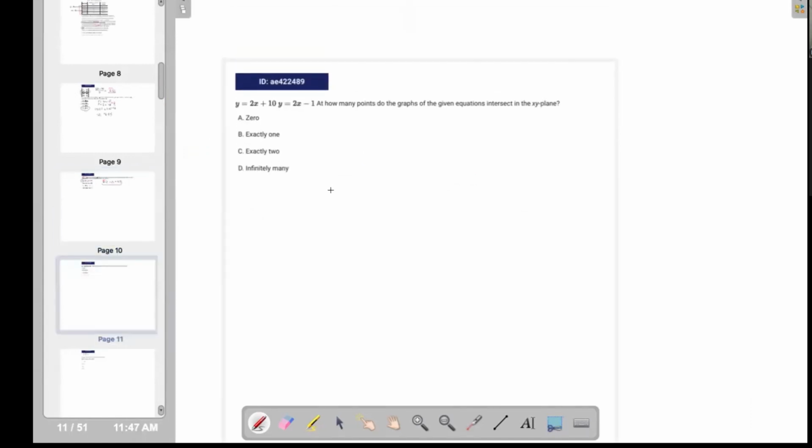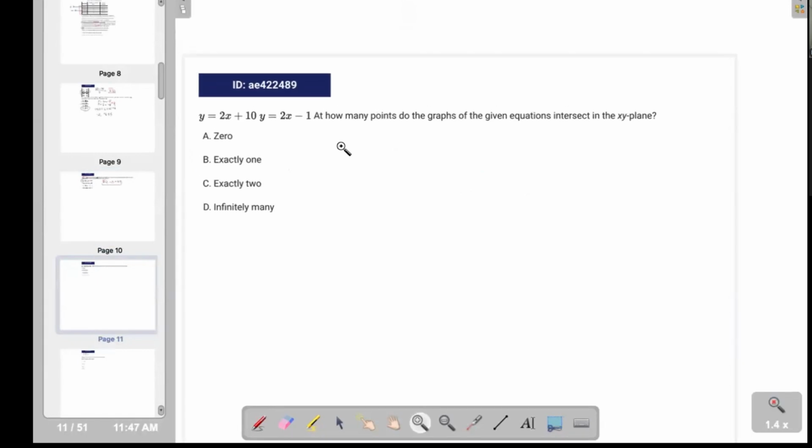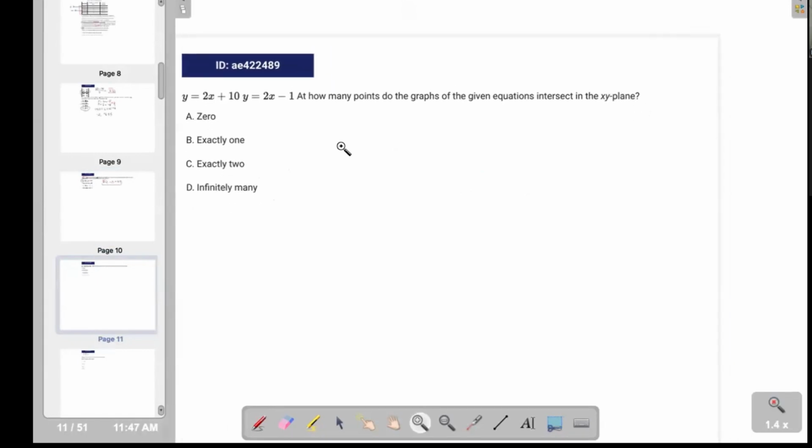All right. Here's our next problem. So y equals 2x plus 10, and y equals 2x minus 1. At how many points do the graphs of the given equations intersect in the xy plane? All right, so let's go over this. We have 2 lines. We have y equals 2x plus 10 and y equals 2x minus 1.